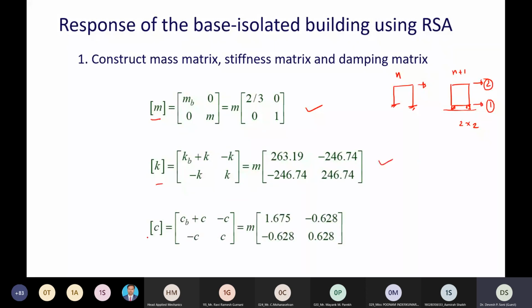And the damping matrix can be constructed in a similar way, CB plus C, minus C and C. Say this particular example becomes the case of non-classical damping. Those who have undergone the course on structural dynamics must know classical damping and non-classical damping. So here there is a significant difference in the damping of the isolation and the damping of the superstructure. So this particular case becomes non-classical damping, right? And in non-classical damping, we have to use the superposition of the superstructure part and that of the substructure part.